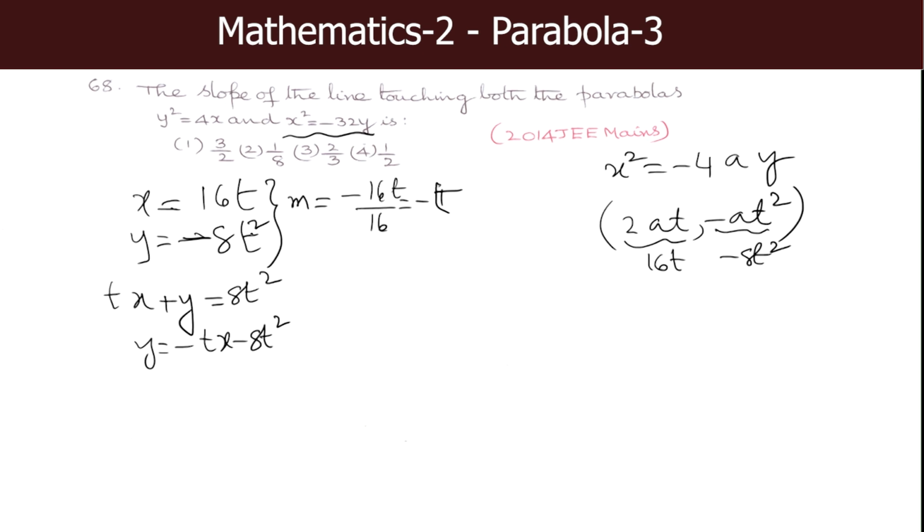And the slope of the tangent line is given by dy/dx, that is y dash t by x dash t, which is minus 16t by 16, that is equal to minus t. So, the tangent line with slope minus t is given by tx plus y equal to, replace x by 16t and y by minus 8t square to get the constant term, which is 8t square, or this is same as y equal to minus tx minus 8t square. Now, this is the tangent to the first parabola.